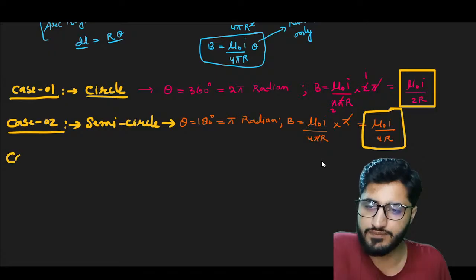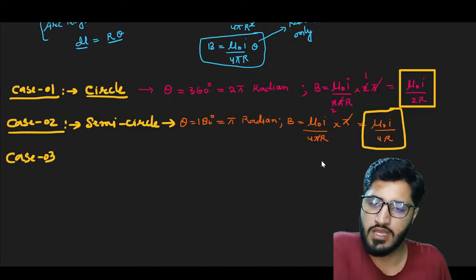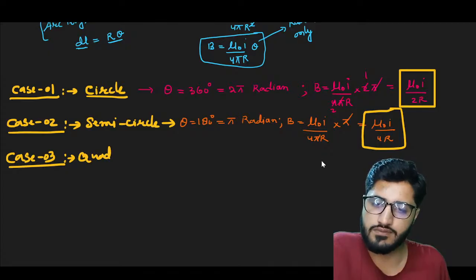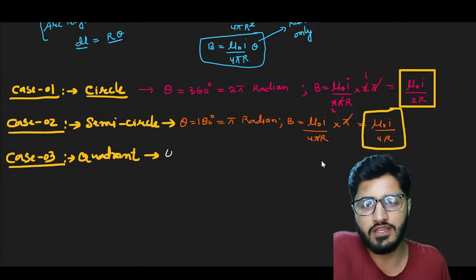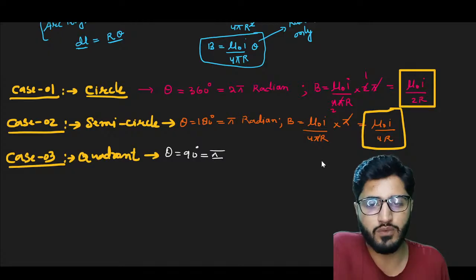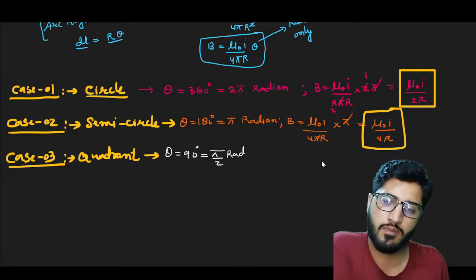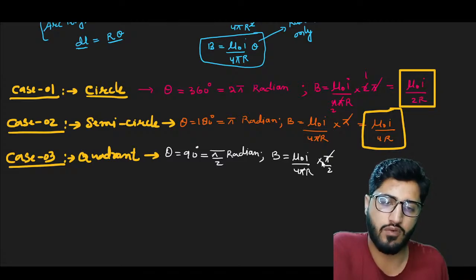Case number third: quadrant. Quadrant means 90 degrees. If theta is 90 degrees, it is pi by 2 radian. B equals mu naught I by 4 pi r into pi by 2. Pi cancels out. So my answer came out to be mu naught I divided by 8r.